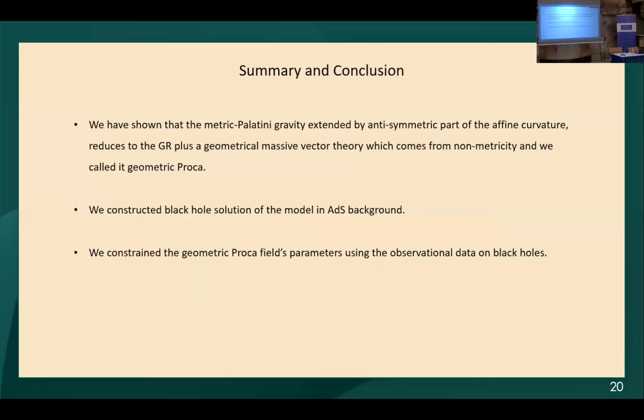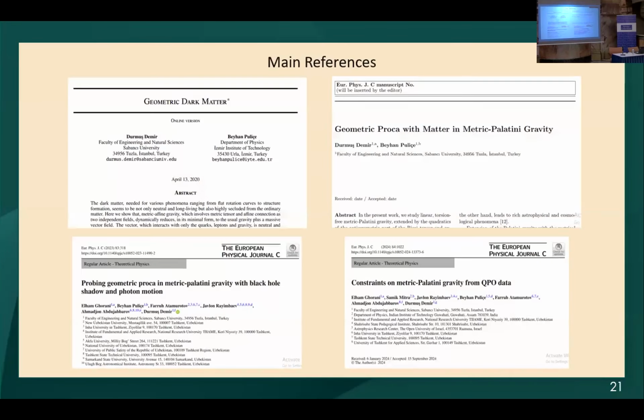So in summary, we have shown that metric Palatini gravity extended by the antisymmetric part of the affine curvature reduces to general relativity plus a massive vector theory, which comes from non-metricity, and we called it geometric Proca. We constructed a black hole solution of the model in the AdS background, and we constrained the geometric Proca field's parameters using observational data on black holes. And if you are interested in this work, these are the main references that work on this model.